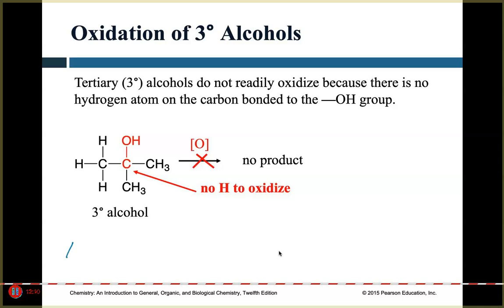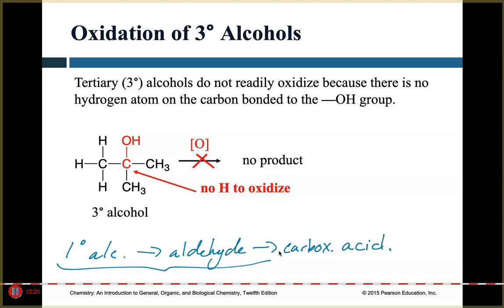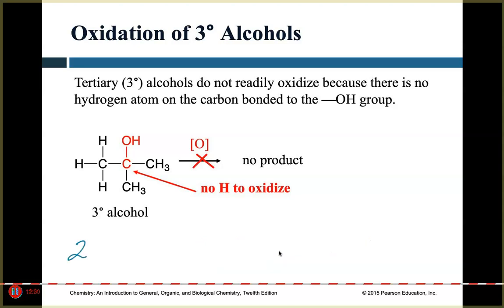So summary, primary alcohols go to aldehydes, which could ultimately go to carboxylic acid. We haven't got there yet, so don't worry. So as far as you're concerned, that's where we're going. I could go with secondary alcohols. Those form ketones when oxidized. And then tertiary alcohols, when oxidized, no reaction.